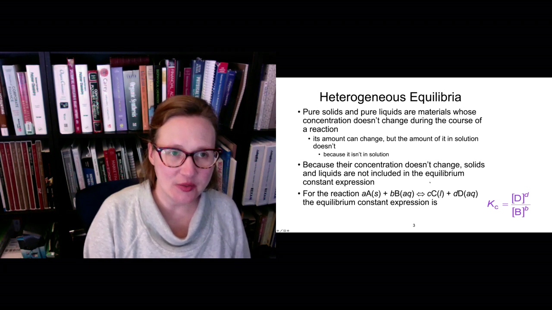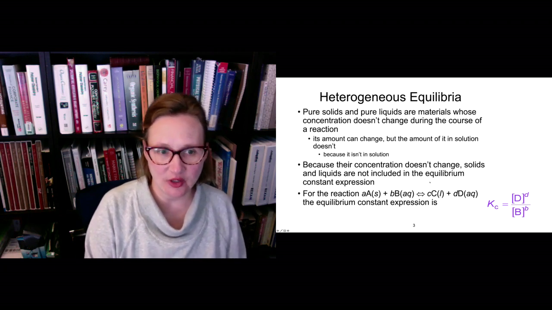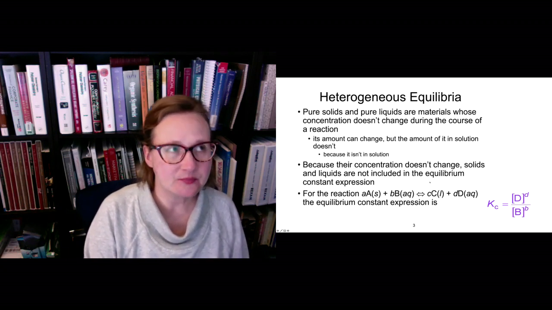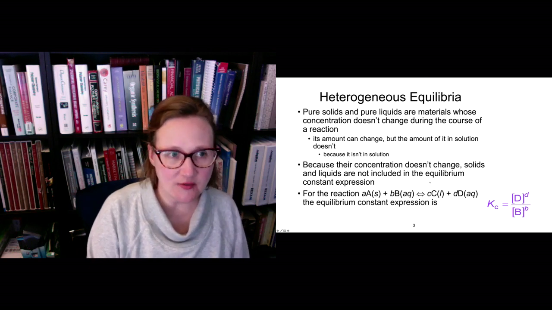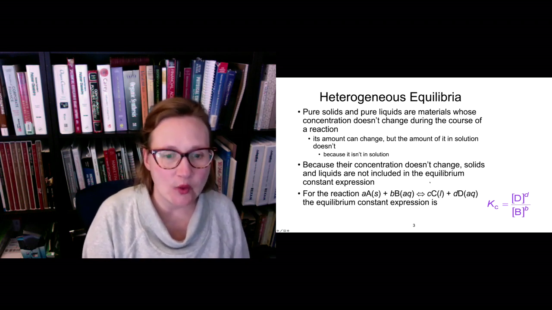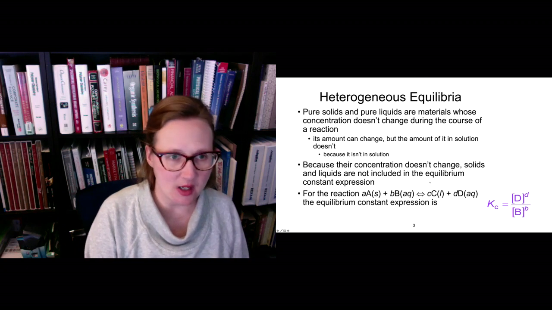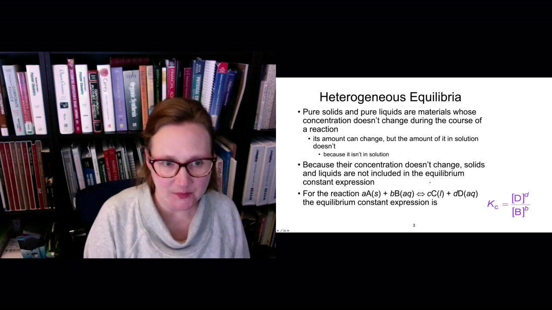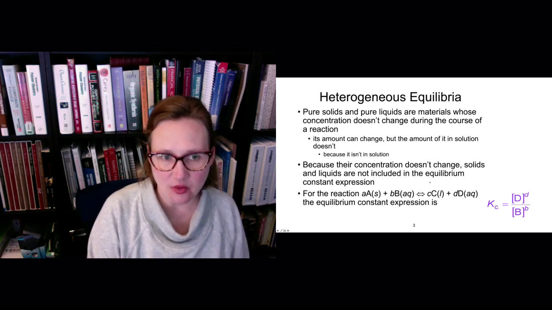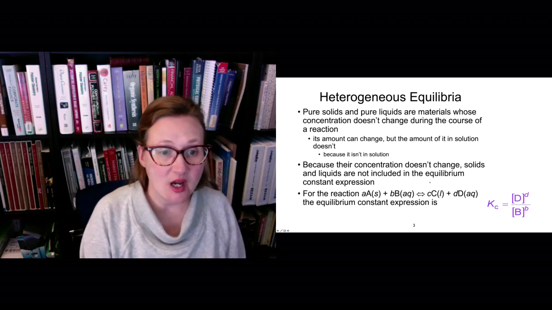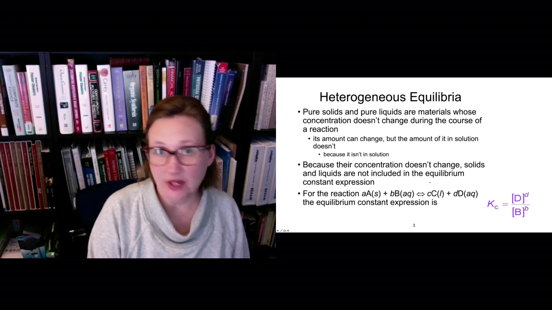All right, so let's talk a little bit about those heterogeneous equilibria. What I mean by that is a mixture that is heterogeneous, for instance, you might have a liquid and a solid together that aren't soluble in each other. So when we write these equilibrium expressions, pure solids and pure liquids do not appear in the equilibrium expression. The reason is that even though the amount can change, the amount in solution is not going to change because it isn't in solution. So because their concentration doesn't change, solids and liquids will not be included.